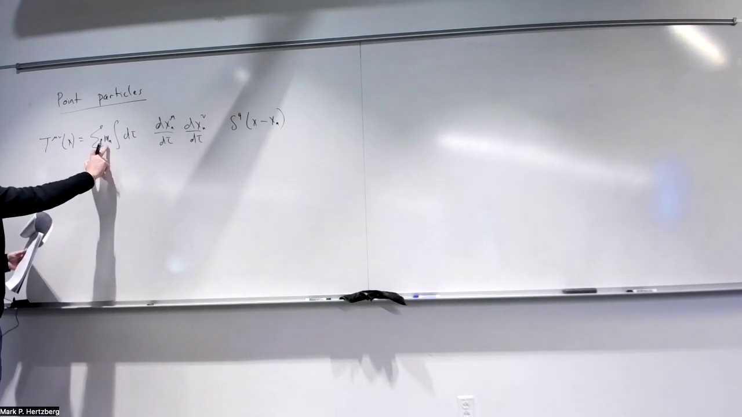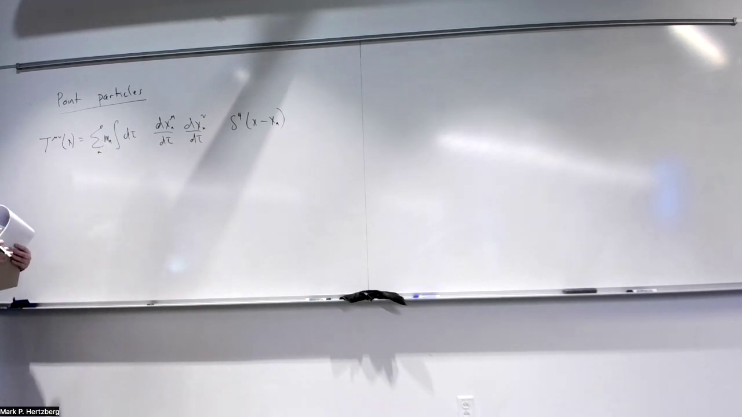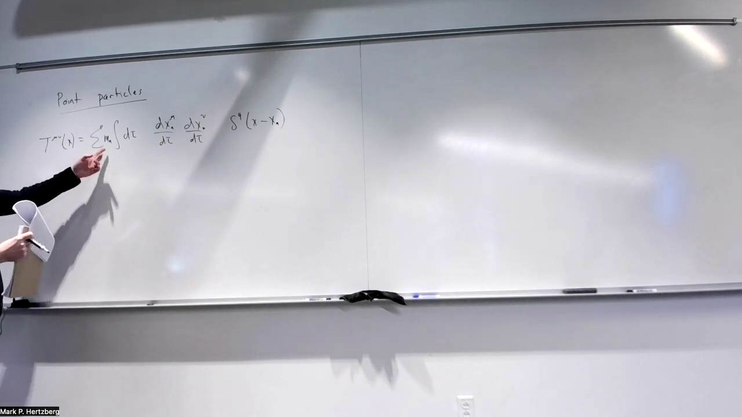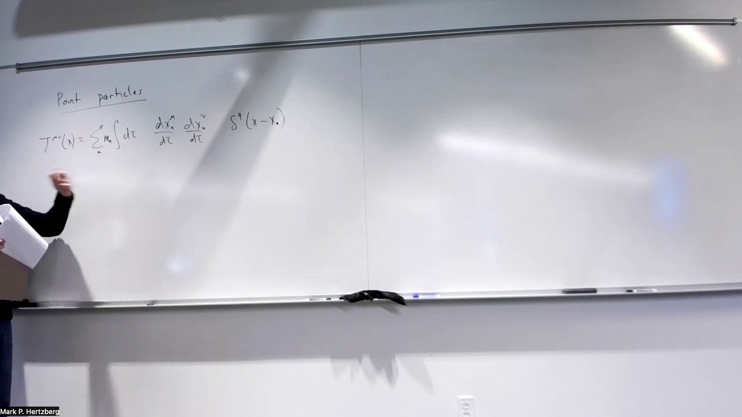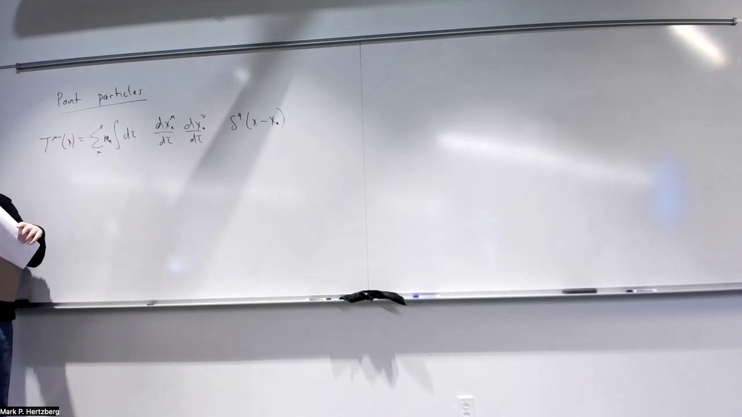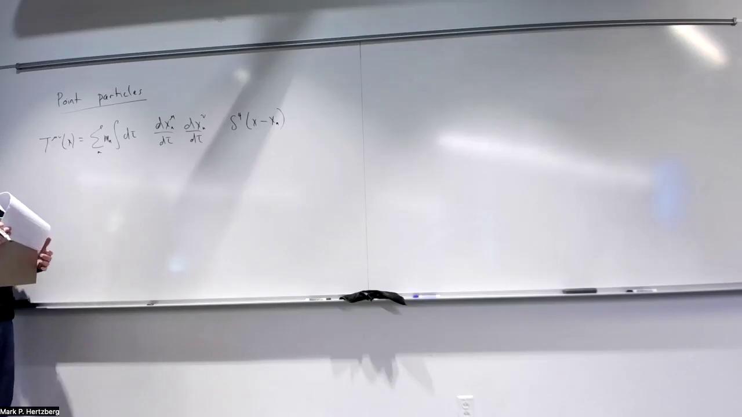The m's here? Yeah. They can be different numbers, yeah. Like this m here, if you have an electron, that's the mass of the electron. If you have a proton, you have the mass of the proton. You just add the appropriate masses, or you include the appropriate masses.